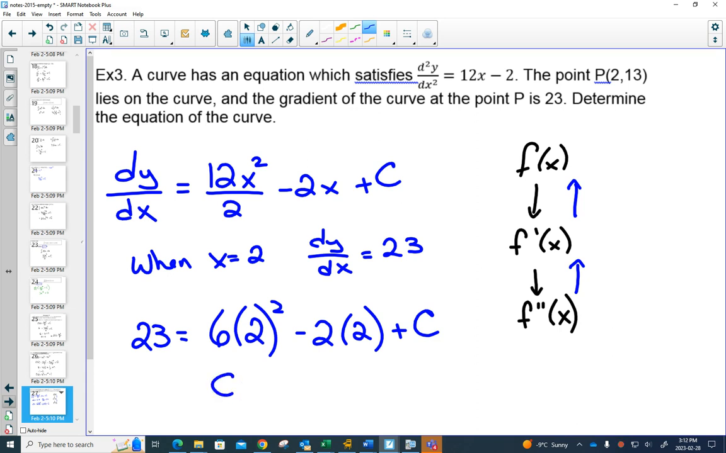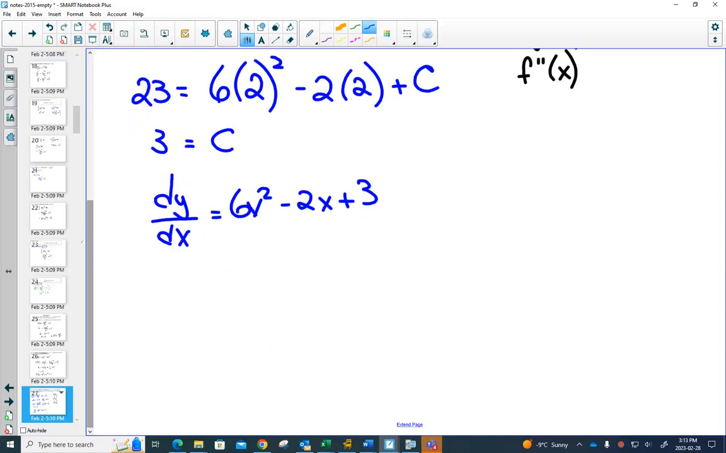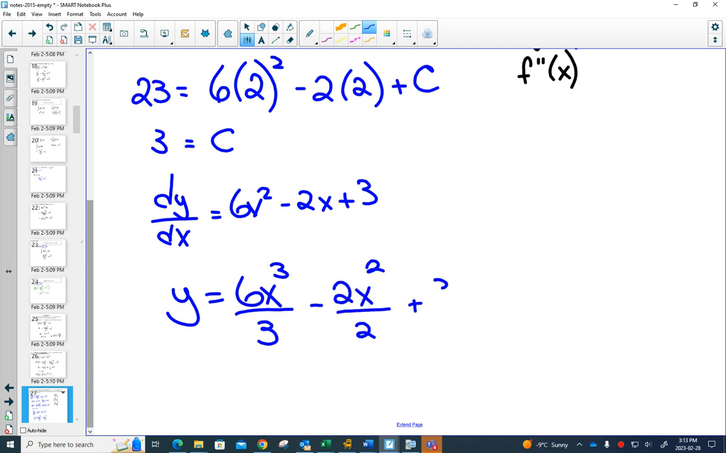And solving for c, I would get 3. So now I know the actual equation of my derivative, dy dx, 6x squared minus 2x plus 3. Now that I have the actual one, I can move back one step further and get y. Add 1 to my exponent and divide. Add 1 to my exponent and divide, plus 3x.